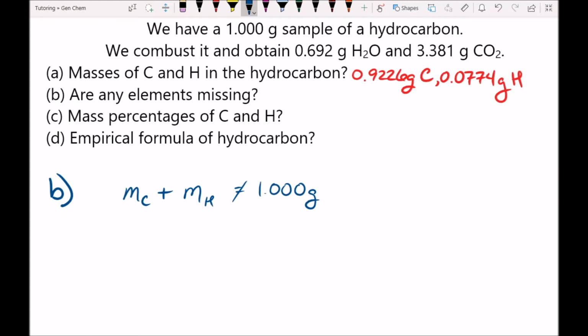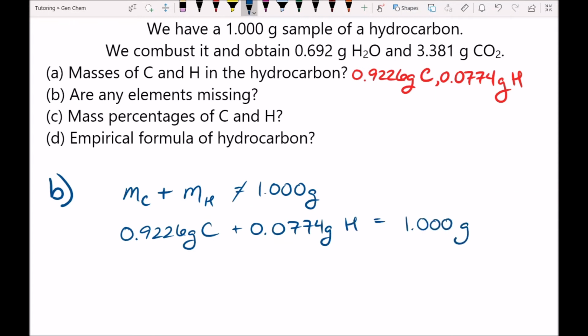So let's find out. So we have 0.9226 grams of carbon plus 0.0774 grams of hydrogen. And we can pretty easily see or plug it into our calculator that that does in fact equal 1.000 grams. So our entire 1 gram sample is accounted for by the masses of carbon and hydrogen. So we can say that no elements are missing. Our hydrocarbon is just carbon and hydrogen.